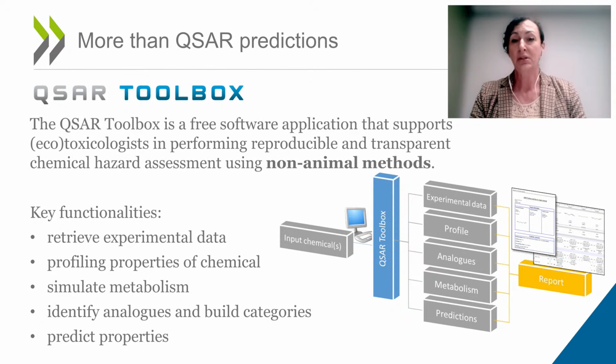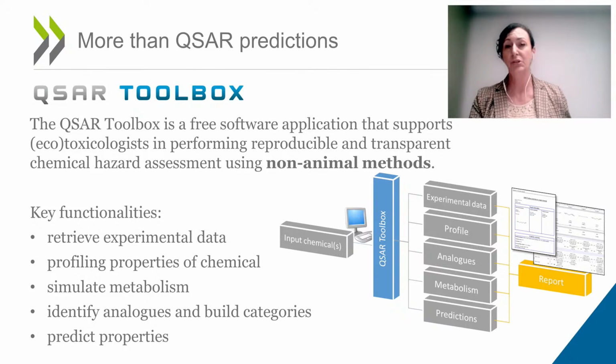And once input into the QSAR Toolbox, users can retrieve experimental in vitro and in vivo data, as well as profiling chemicals by physical chemical properties. They can simulate metabolism from the parent compounds. They can identify analogs and build categories. And they can predict the effects of chemicals or groups of chemicals. And all of this is included in the report generated by the QSAR Toolbox.